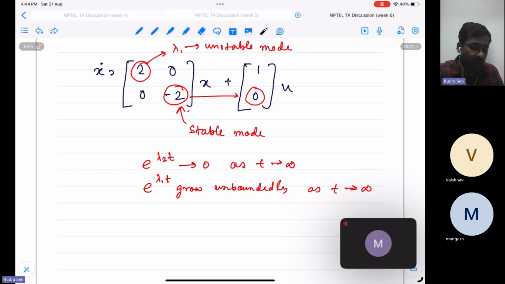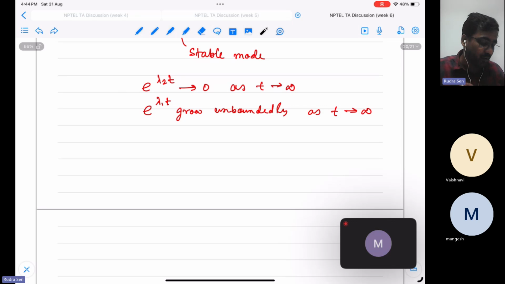If there is no association of control input, then we cannot say the system is stabilizable. But if there is association of control input for the unstable mode, we can say the system is stabilizable. And for the stable mode, whether there is a control input or not, it will eventually go to 0. So this is the concept of stabilizability, the weak notion of controllability.